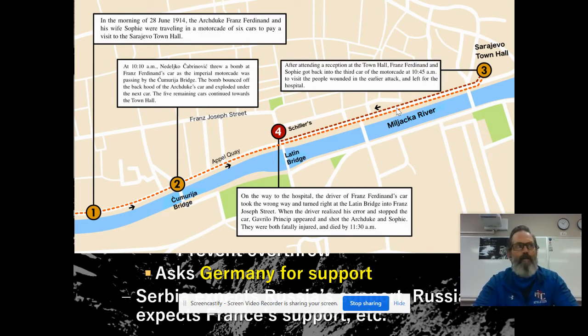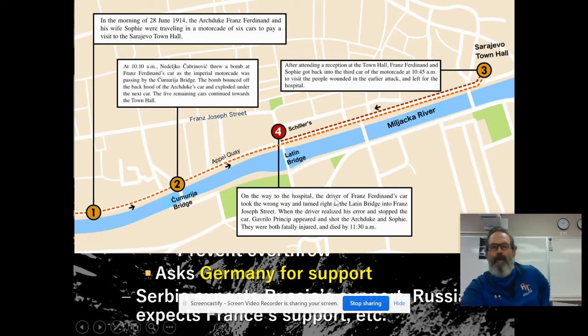They realized that they made a wrong turn, and cars at this time, early 1900s, didn't have a reverse gear on them. So they had to get out and push the car and turn it around on the street to make it go the other way. And Gavrilo Princip happened to be sitting right there, and you can see he went right up to the side of the car, and he shot both the Archduke and his mistress.